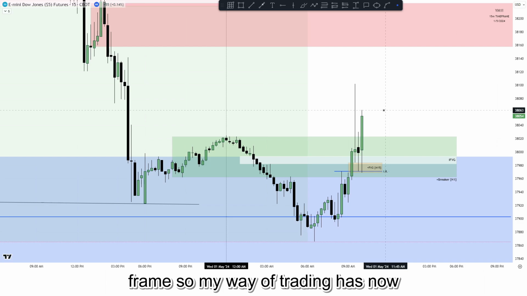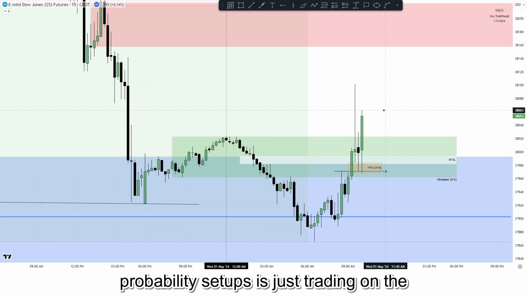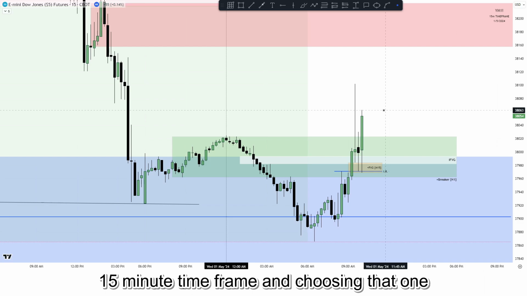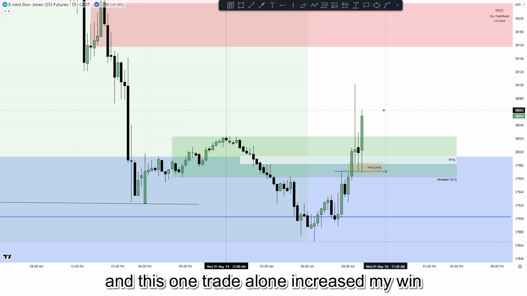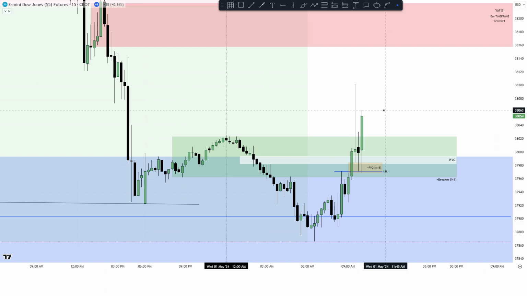So my way of trading has now changed from trading on the 5-minute and trying to choose one or two high probability setups, to just trading on the 15-minute time frame and choosing that one high probability setup every single morning. And this one trade alone increased my win rate almost 2 times.